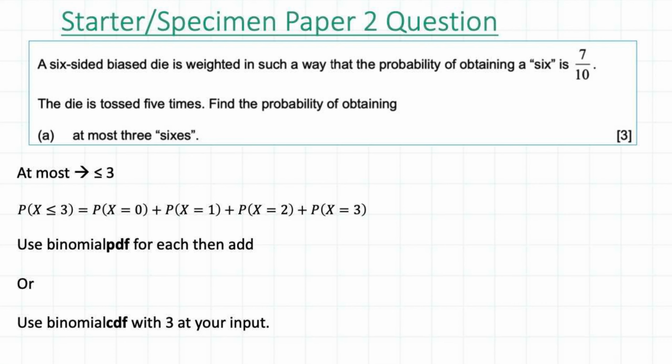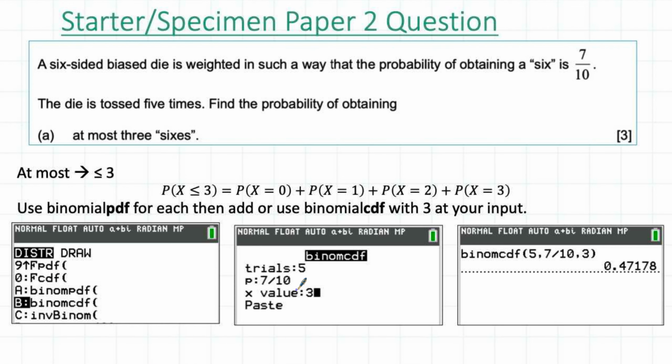So the first question says at most 3 6s. So the maximum I could get is 3 6s. So it means I'm looking for less than or equal to 3, which means it's the probability of x equals to 0, x equals to 1, x equals to 2, x equals to 3. Now we can do a PDF for each one and then add them up, but that's a lot of work. We'll just do CDF and we will say that, okay, calculate up to 3 in there. So CDF up to 3, and it will give you 0.4178.